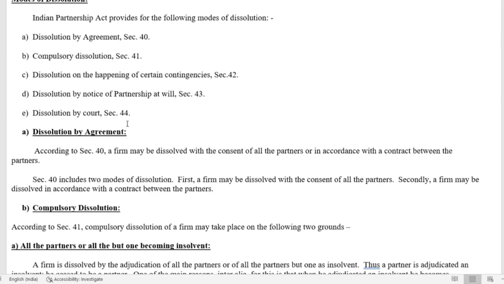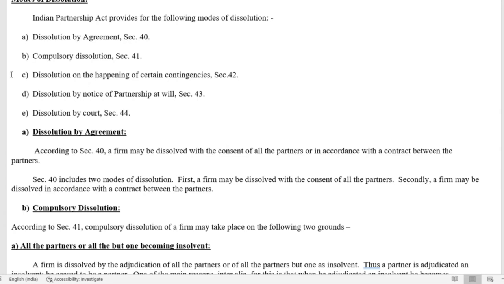So that is the one instance. Secondly, a firm may be dissolved in accordance with a contract between the partners. That means there is already a contract with regard to dissolving the partnership. So on the basis of the contract also they can dissolve the partnership. That is with regard to dissolution by agreement. So agreement plays a catalyst role here with regard to continuing the business or closing the business or winding up of the partnership firm.